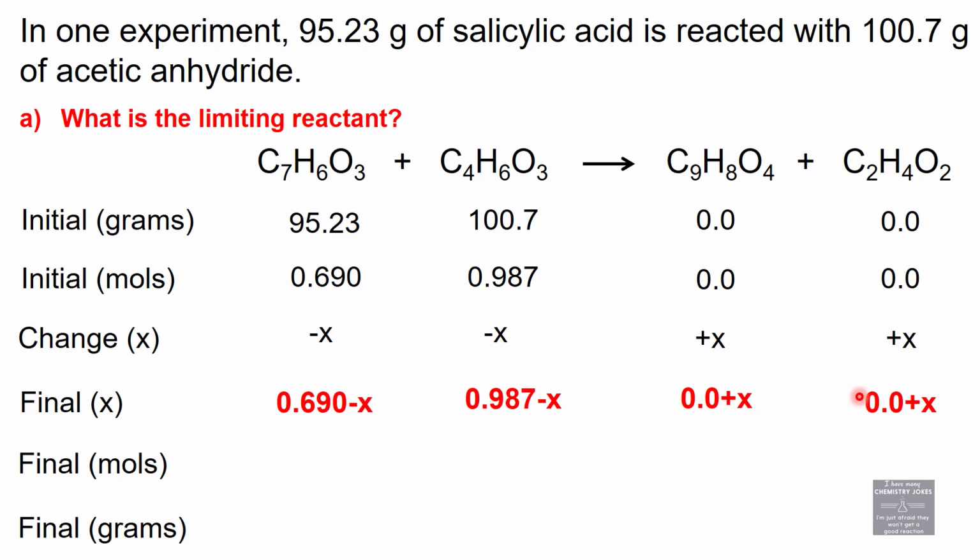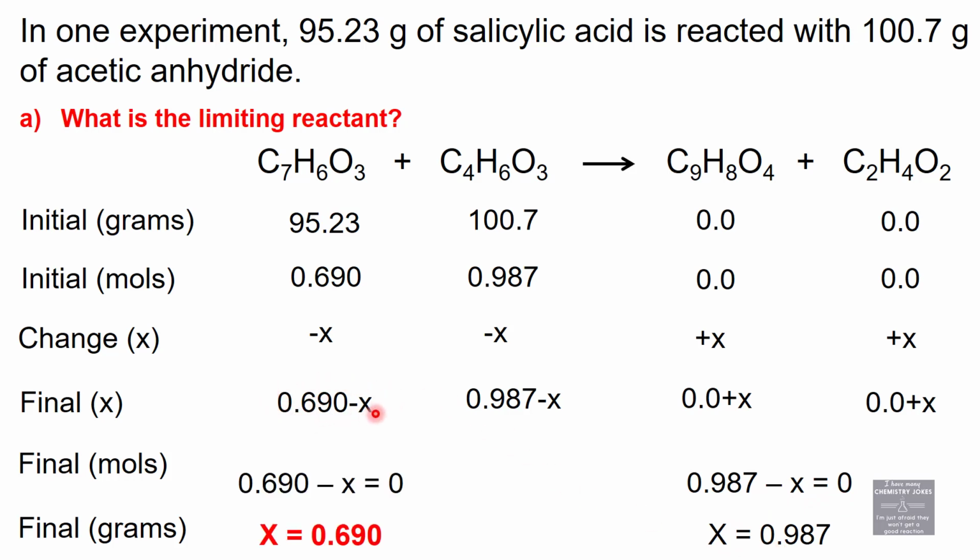So here's where the limiting reactant part comes in. You take your two sets of final, in terms of x, things, and set them both equal to 0. So over here, we've got 0.987 minus x equals 0. That means x would have to equal 0.987. If we set 0.690 minus x equal to 0, that means x would have to equal 0.690.